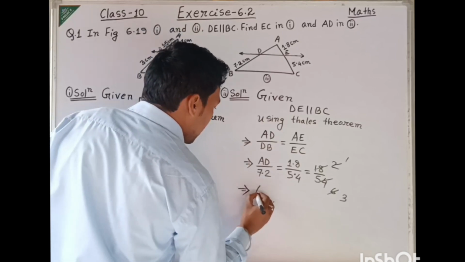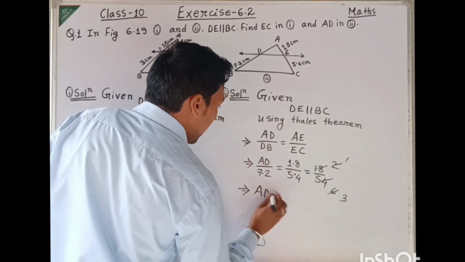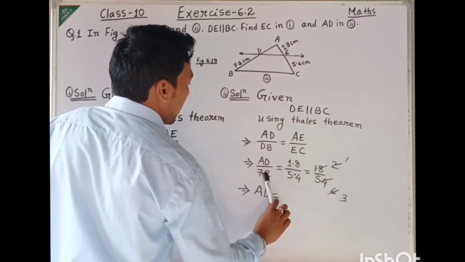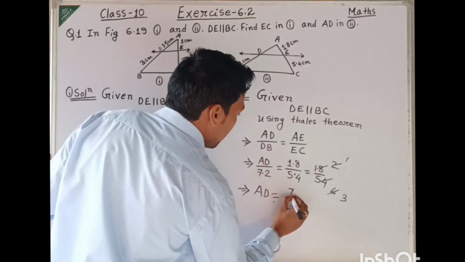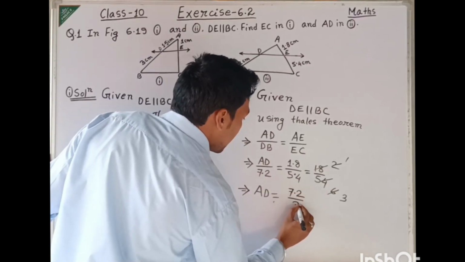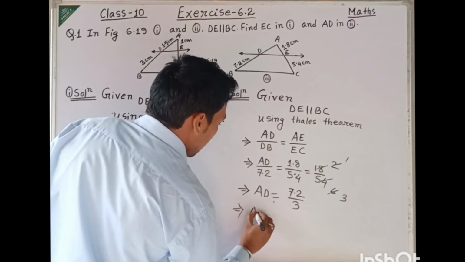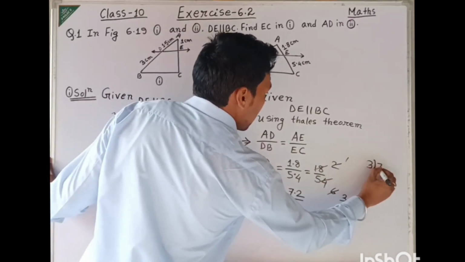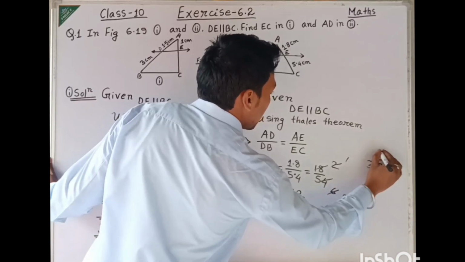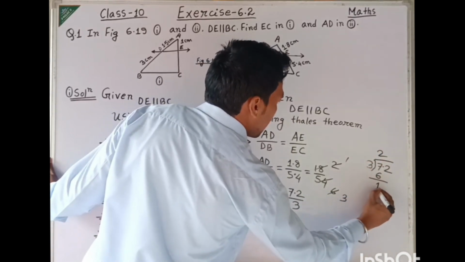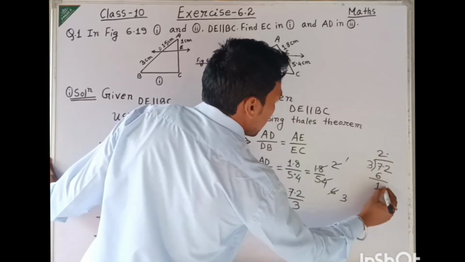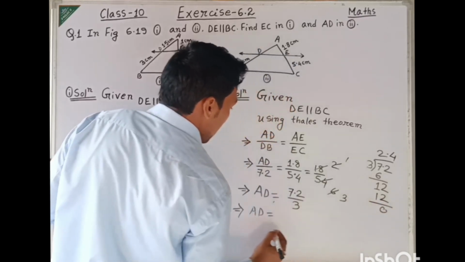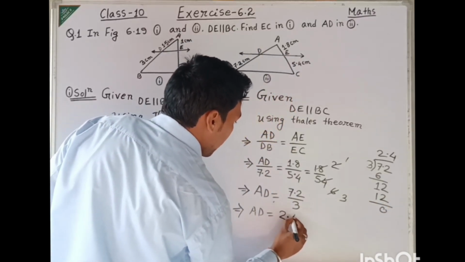Now I need the value of AD. So write here AD, and this 7.2 I'll take to the right hand side. If I take 7.2 to the right hand side, then these two get multiplied: 7.2 times 1 is 7.2, by 3, write as it is. Now you divide this 7.2 by 3. 3 twos are 6, minus, 1 point, you write here now 12, remainder 0. So after dividing, I have got 2.4 centimeter.